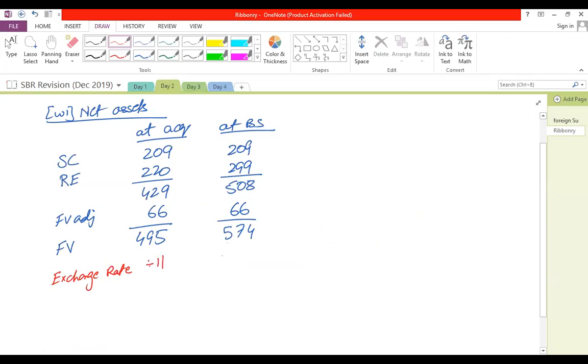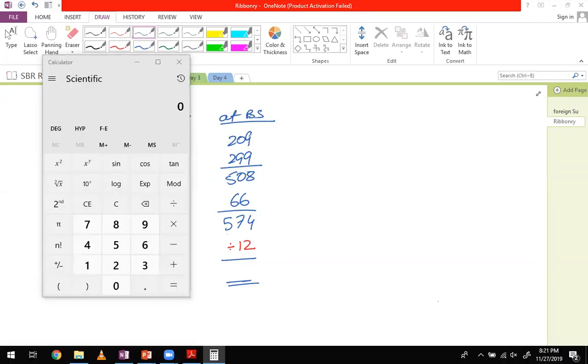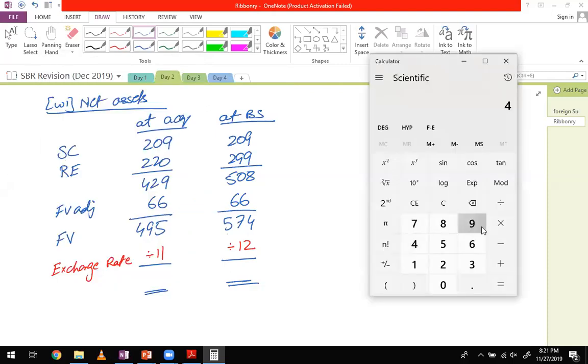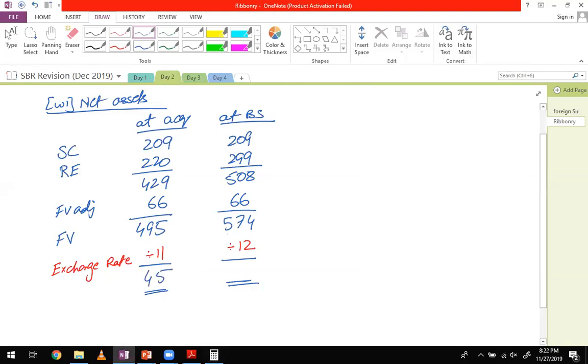So we are going to divide it by 11 and divide it by the 12 at the date of acquisition and the balance sheet date, so that we get the values being converted into the dollars. So now if I use a calculator, I'm going to say it's 495 divided by 11. So this will give us the value of $45 million.